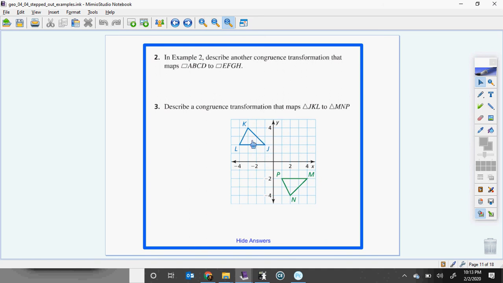Well, to go from here to here, I need to flip it down, so I'm going to reflect about the x-axis. If I reflect about the x-axis, this point J is going to come down here. And after I reflect about the x-axis, I need that point J to slide to the right. I need it to slide 1, 2, 3, 4, 5 units. So I need it to flip down and then slide right 5 units. So a reflection into the x-axis followed by a translation 5 units right.